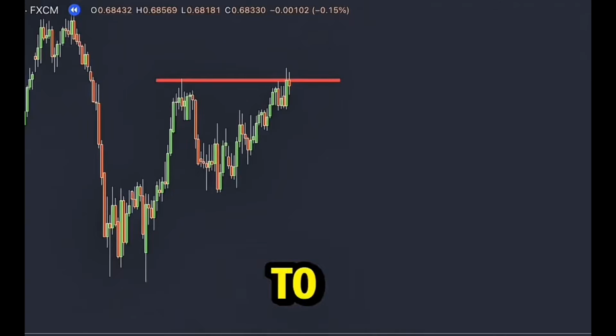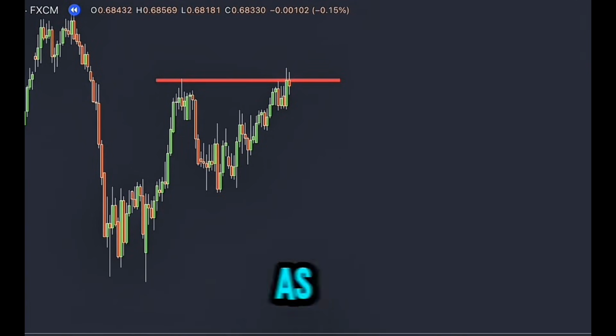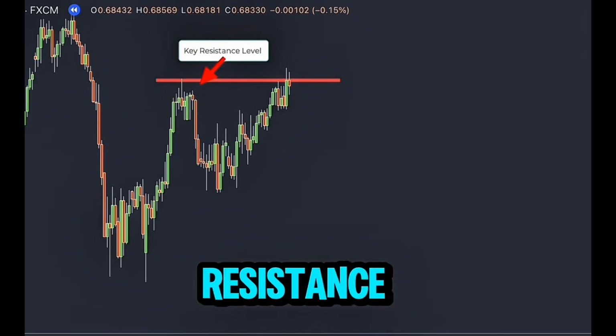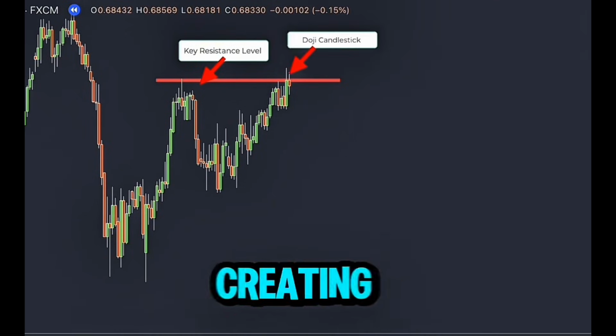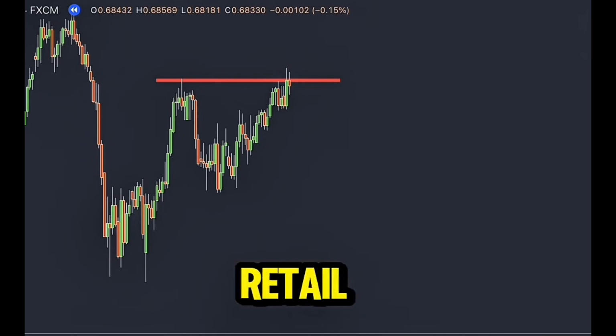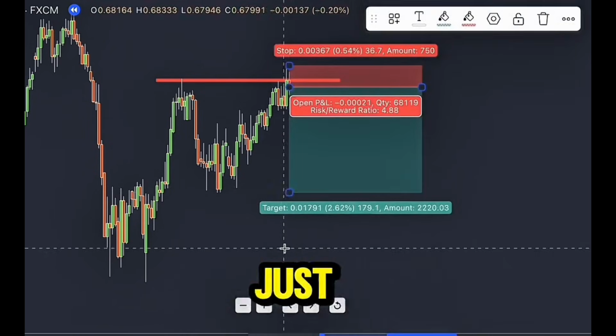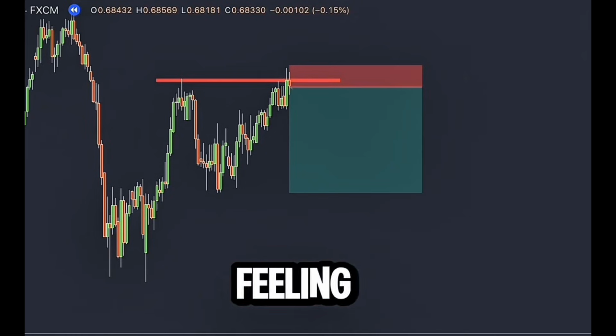Let me give you an example to illustrate how market makers exploit retail traders and how they manage to take money from you. Consider the Australian dollar Swiss franc daily chart. As the market approaches a significant key resistance level, a doji candlestick forms, creating a false breakout, a classic sell signal that many retail traders would act upon. As a retail trader, you might decide to sell after the pin bar closes, placing your stop loss just above the resistance level. You enter the trade feeling confident and excited.